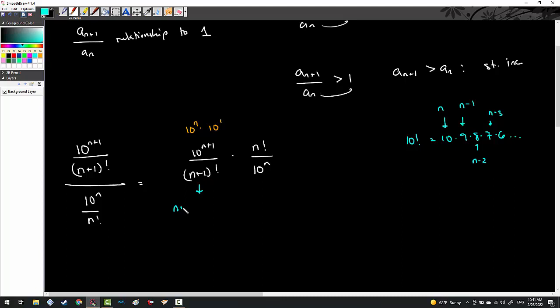Which means that if n plus 1 is my first number, that means that n is my next number, and then n minus 1 is my next number after that, and n minus 2 and n minus 3 and dot, dot, dot. Well, the way I can actually solidify this and make him a little more palatable is I can call him n plus 1 times n factorial. And then that n factorial can cancel out with this n factorial here. These 10 to the n's can cancel, leaving me with 10 over n plus 1.